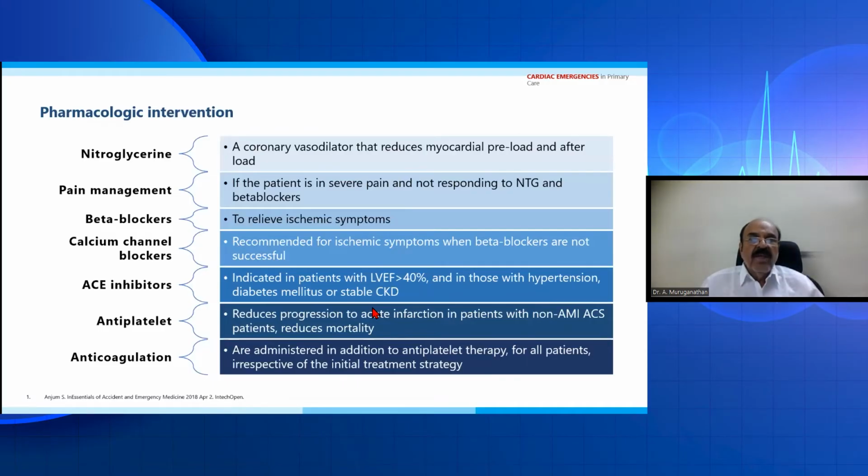Like nitroglycerin, it's a coronary vasodilator, reduces myocardial preload and afterload. Pain management in severe pain not responding to nitroglycerin and beta blocker. To relieve ischemic symptoms, beta blockers, and calcium channel blockers for ischemic symptoms when beta blockers are not successful. ACE inhibitors are indicated in patients with left ventricular ejection fraction more than 40 and those with hypertension, diabetes, and stable CKD. Antiplatelets reduce the progression to acute infarction in patients with non-AMI ACS and reduce mortality. Of course, anticoagulants are administered in addition to antiplatelet therapy for all patients, irrespective of the initial strategy.